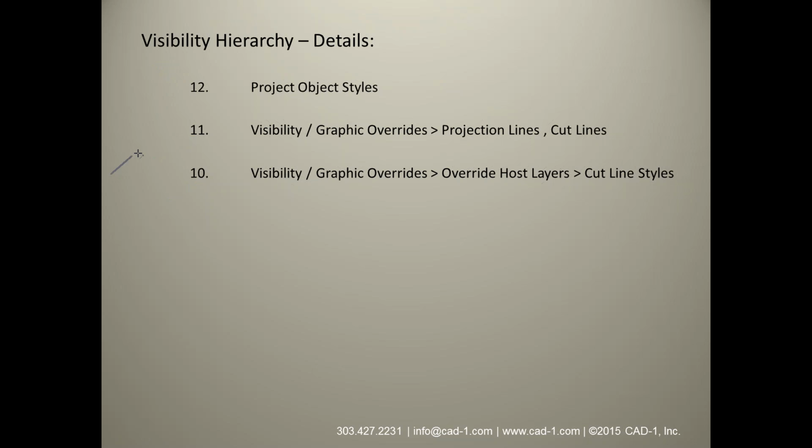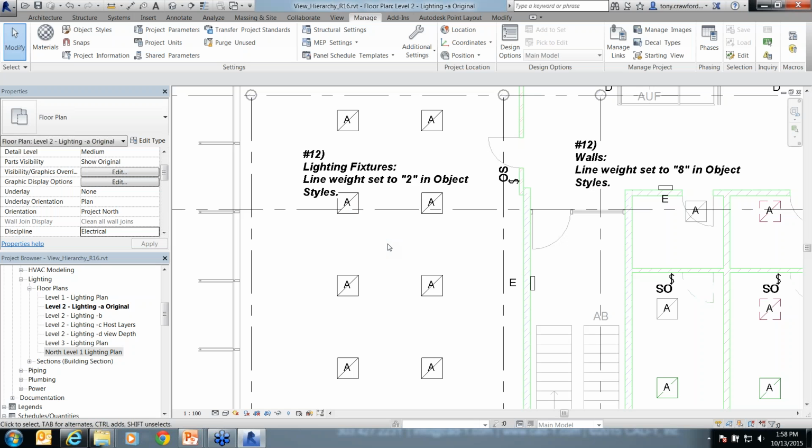Nope. So moving on to number 11, it starts to get a little more specific. In fact, the next couple, number 11 and number 10, affect just the view that you're in because we go through visibility graphics. So let's see, visibility graphics overrides. There's Revit.